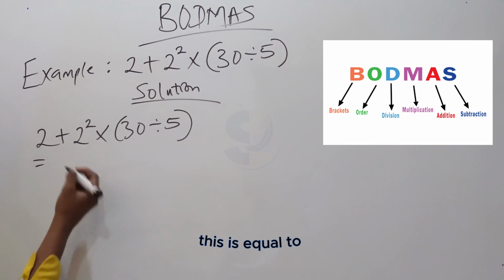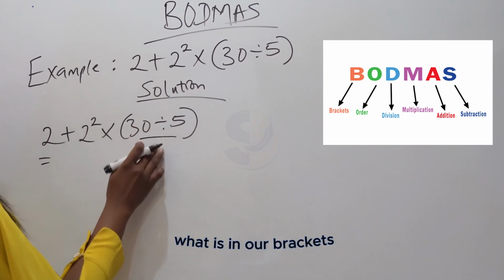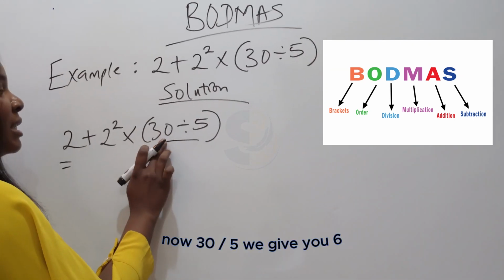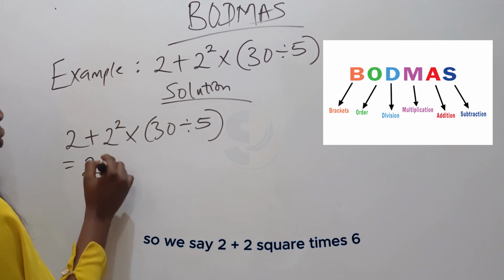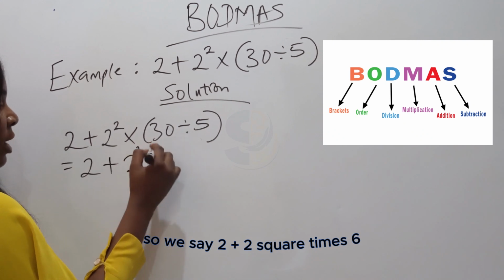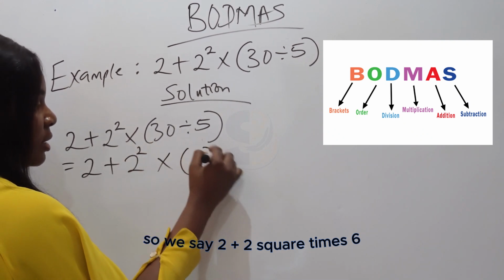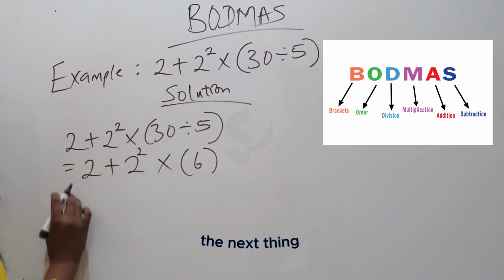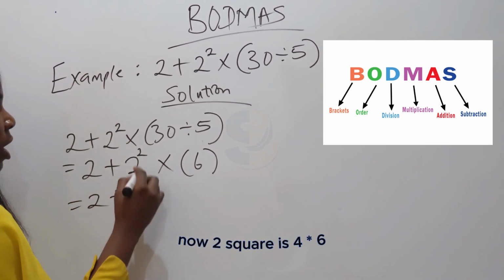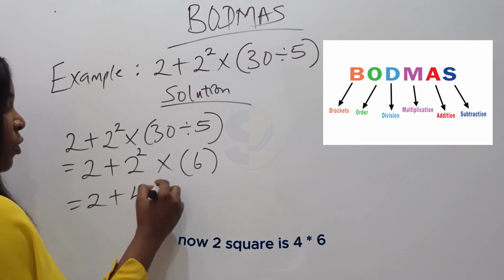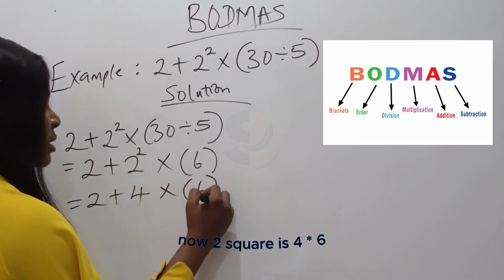This is equal to, first we solve what is in our brackets. Now 30 divided by 5 will give you 6. So we have 2 plus 2 squared times 6. The next thing, we'll find the order. Now 2 squared is 4, times 6.